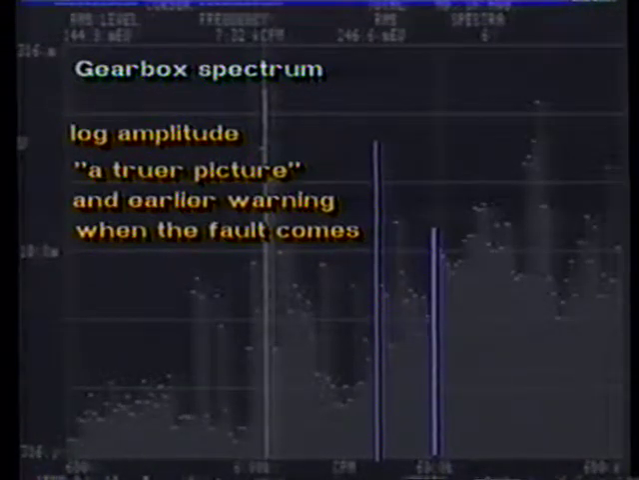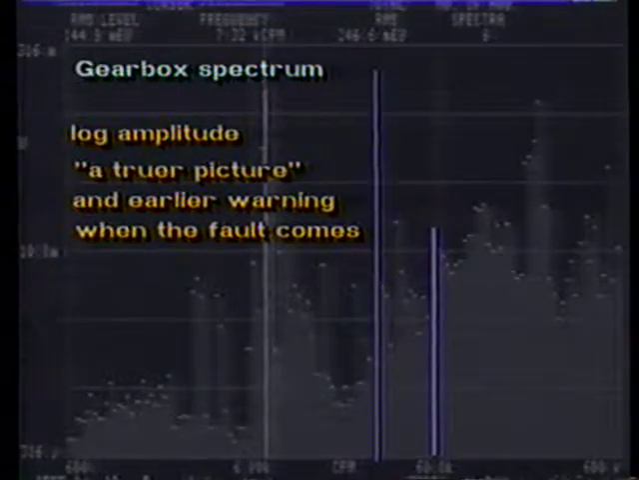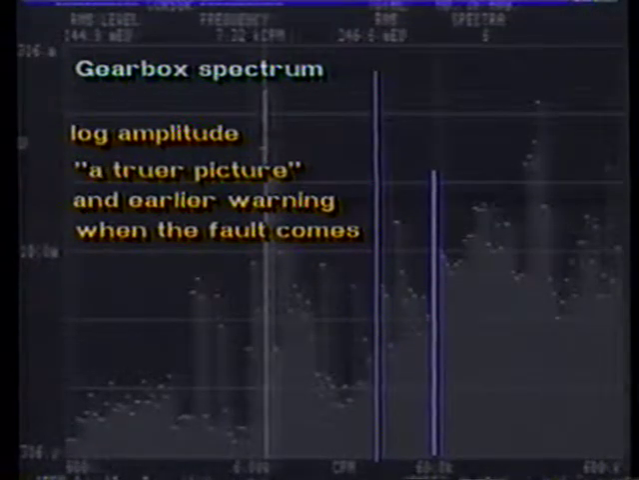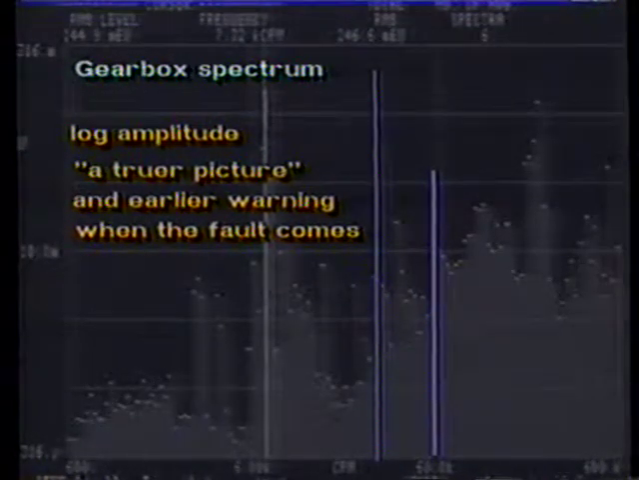On the log scale, you could easily see the effect of both of them, and so you should, because they're both equally serious and they both increase by the same amount, 6 dB. Now that's clear enough, isn't it?